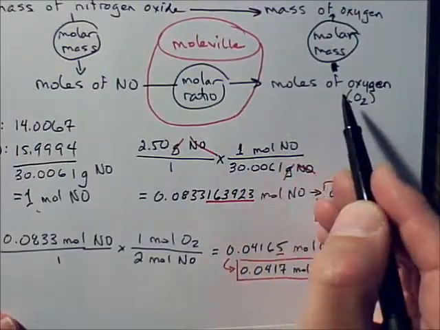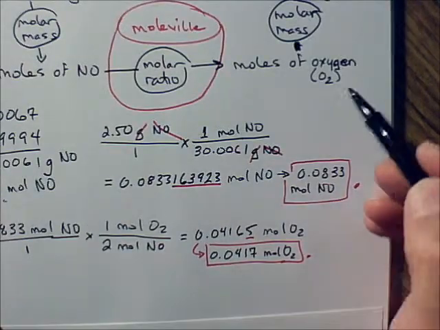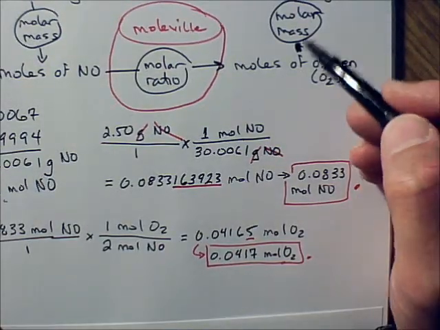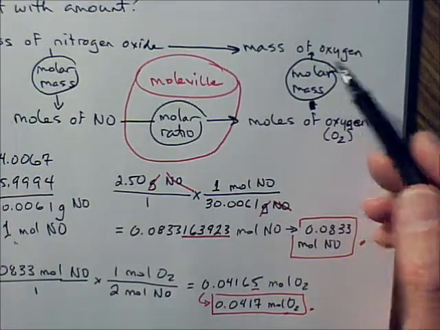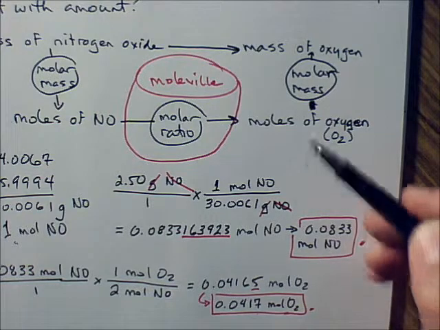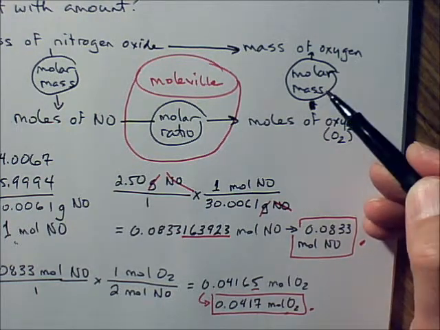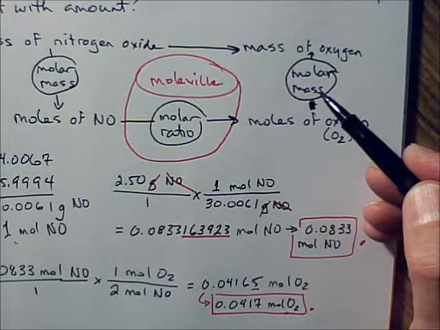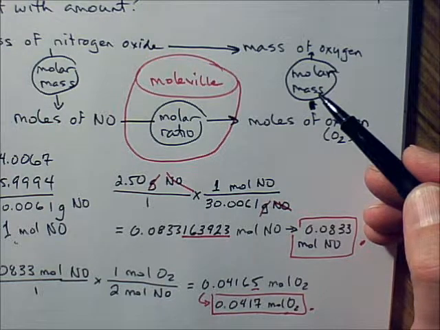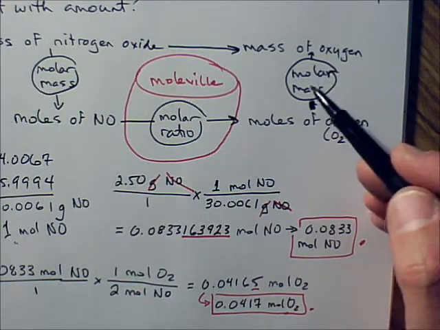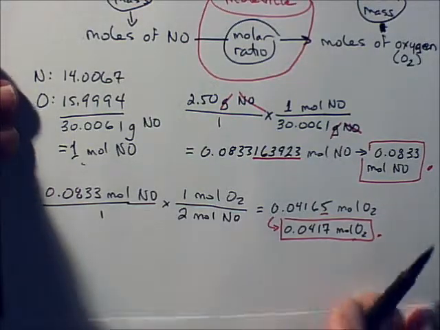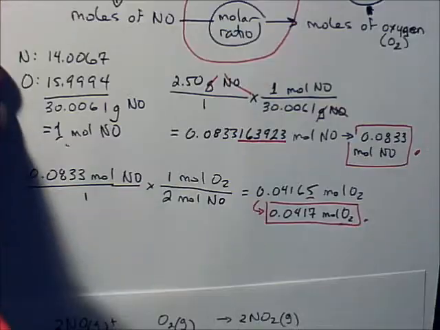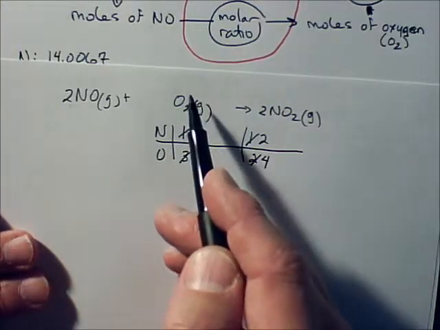Alright, now, we're not done yet. Because look, I have moles of oxygen down here, don't I? But I've still got to get to the mass of oxygen. Okay, so what do we need to do to go from moles to mass? Multiply. You got to calculate the molar mass. Look, it says molar mass. So we got to do the same kind of calculation, but in this case, we're trying to find the molar mass not for NO. We're trying to find the molar mass for O2.